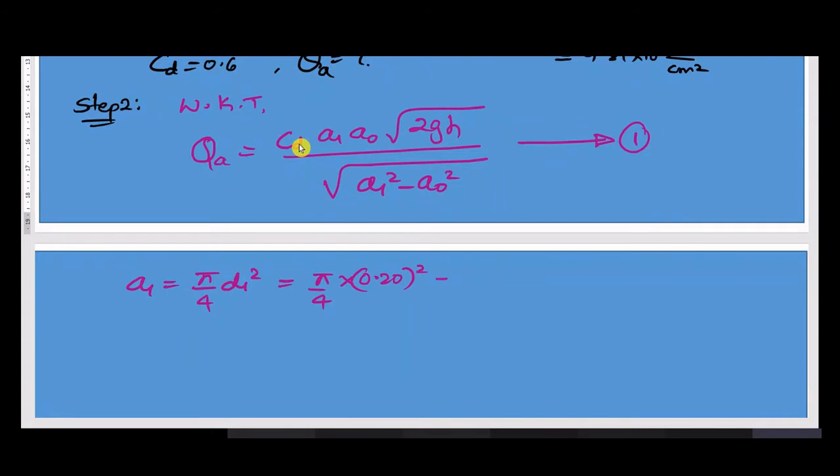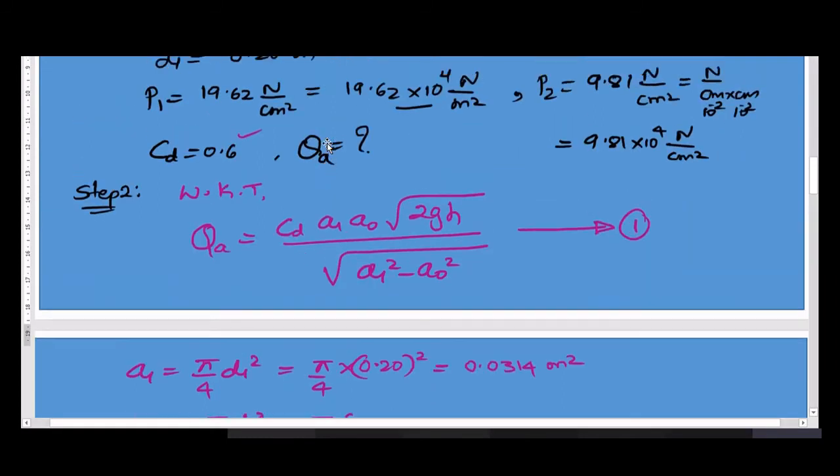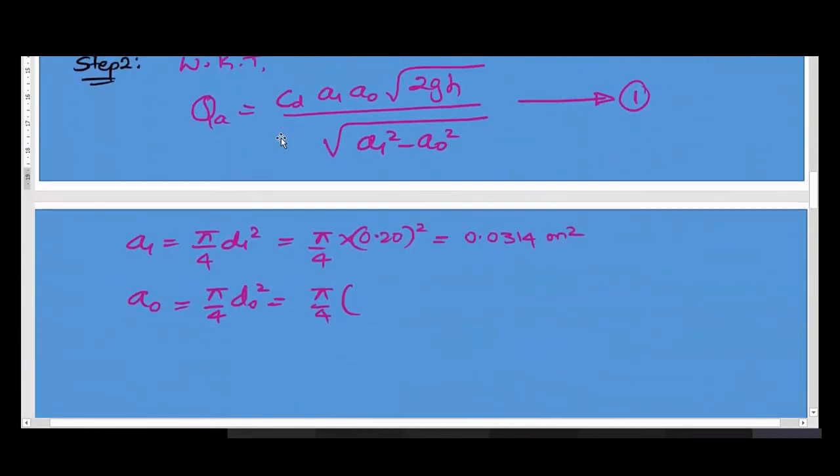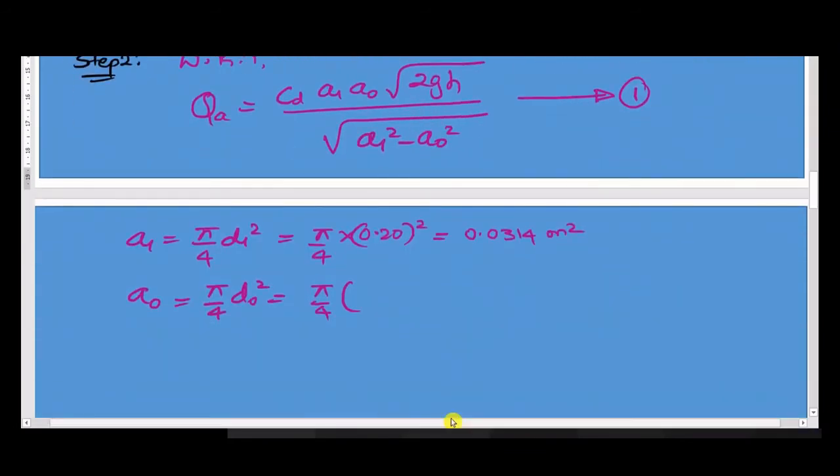0.20 whole square. So pi by 4, 0.20 whole square will be 0.0314 meter square approximately. Then area of orifice is equal to pi by 4 diameter of the orifice square. So pi by 4, how much is the diameter of the orifice which is given in the numerical? That is 10 centimeter. 10 centimeter, that you write here, 0.10 meter, it is square because diameter square is the formula.